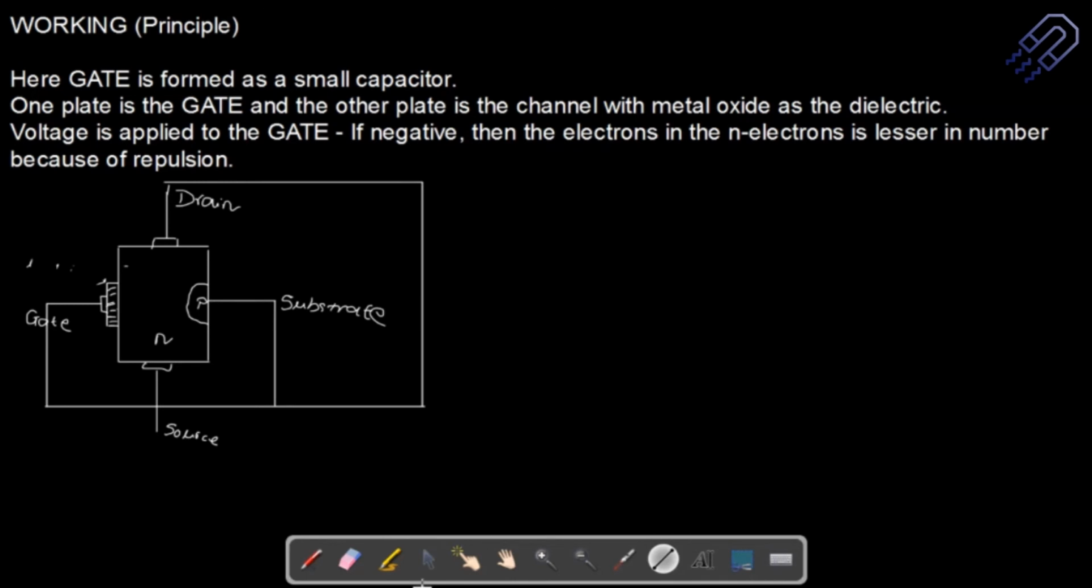What I'm going to do now is draw the terminals, or the potential at the two ends. If this is an N channel, and I'm going to apply a negative potential, I have to apply a negative potential at this particular end. So this is going to be negative.